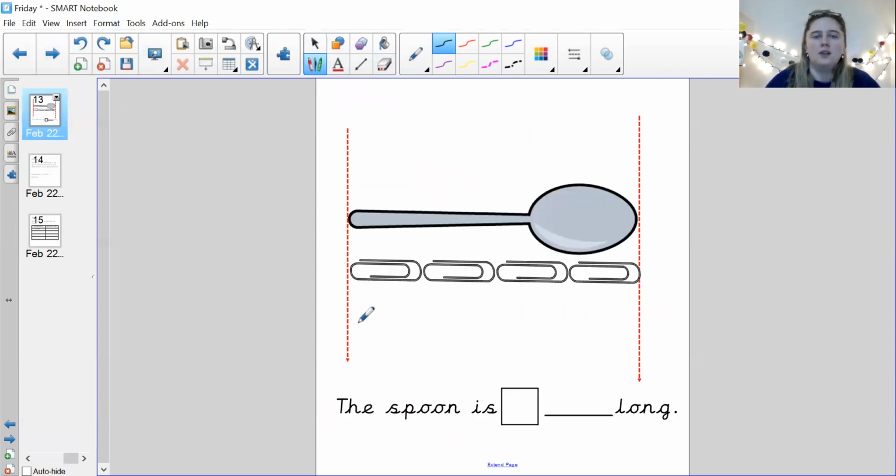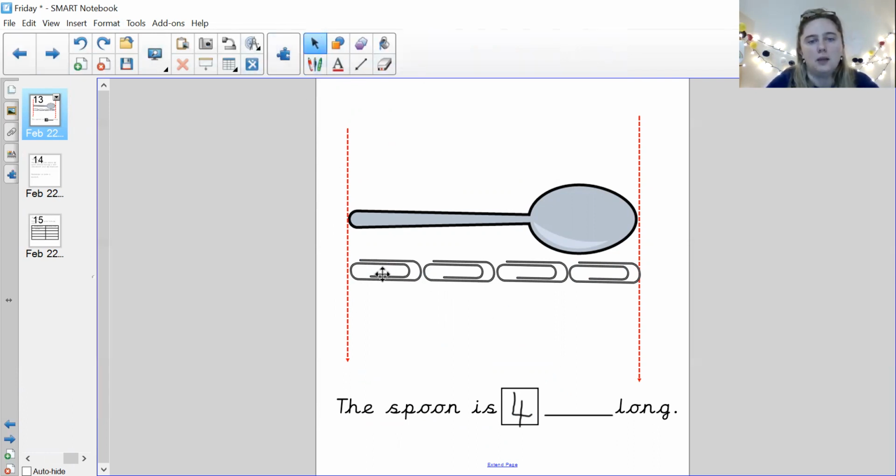Let me give you an example. So I would put my spoon on the floor, put my paper clips touching each other along the length of the spoon. Then I would write the spoon is 4 paper clips. Now you can either write the word paper clips or draw a paper clip. The spoon is 4 paper clips long. Okay, and then I would take a picture of all of that together.